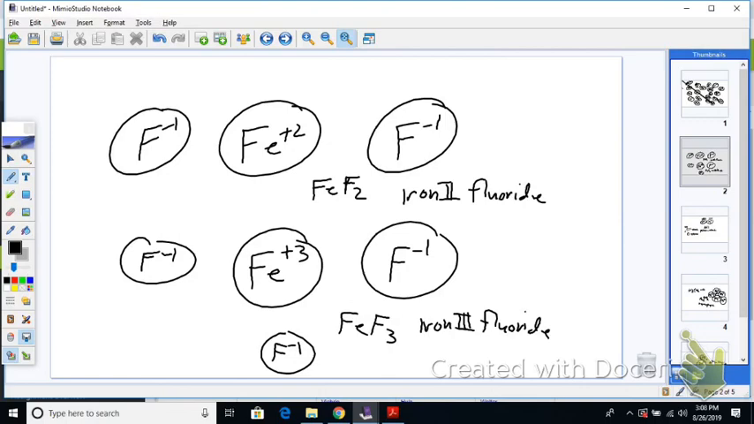So I hope that's informative. I took a little bit longer than probably I should have, but you have to differentiate the 2 irons from one another, and that's how they do it.